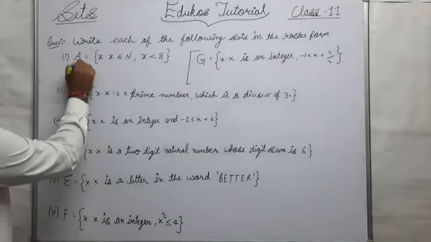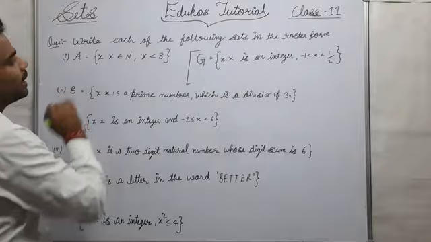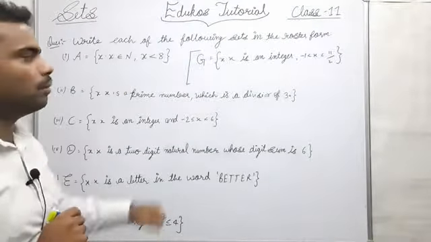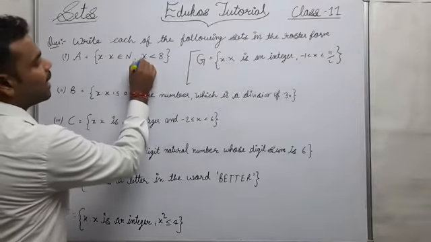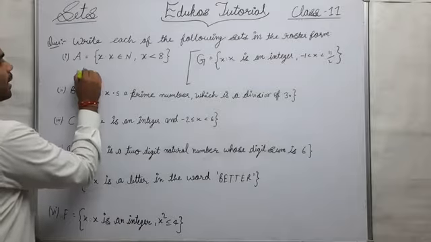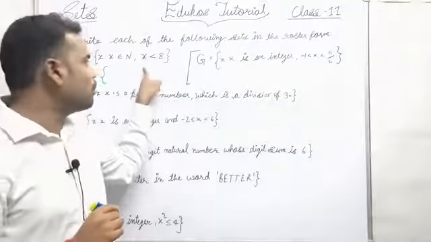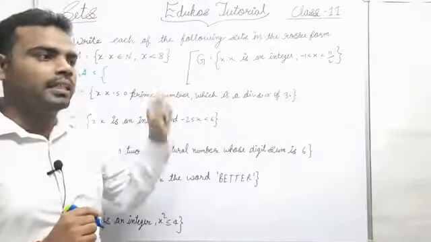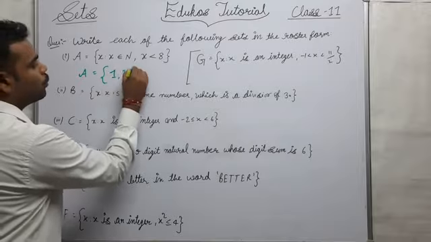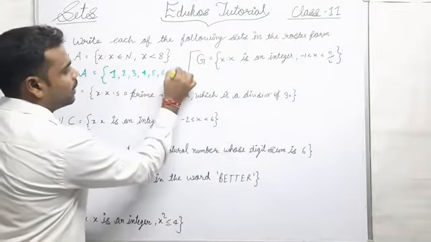So first it is given that A is a set in which x such that x belongs to natural number. Okay, so N means natural number, and given that x is less than 8. Okay, so we have to write set A, so it can be written as x is a natural number and x is less than 8. It means the elements of A are 1, 2, 3, 4, 5, 6 and 7.